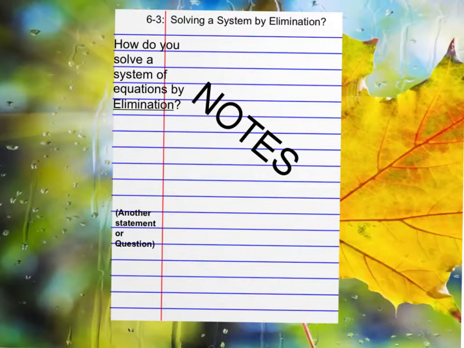This is how your paper should be set up for you to take notes for this video. You should have the title up top, 6-3, Solving a System by Elimination. You should have the video title on the side. We will answer the question by completing your notes. You should come up with another statement or question on your own. And at the very end, you should create a summary.